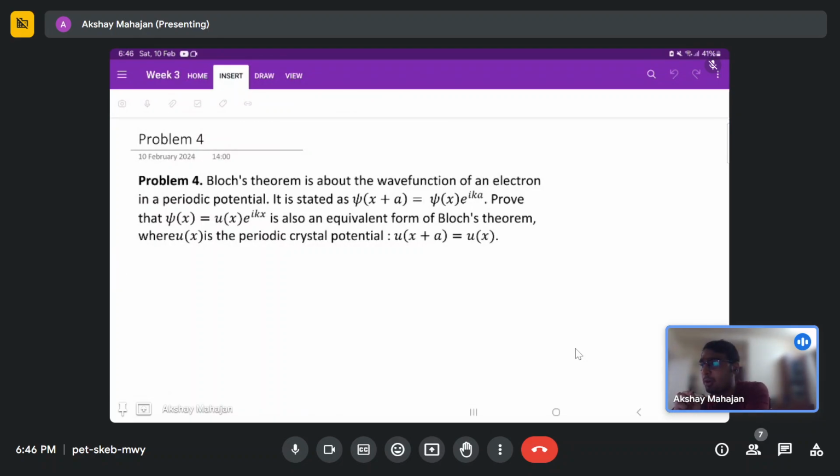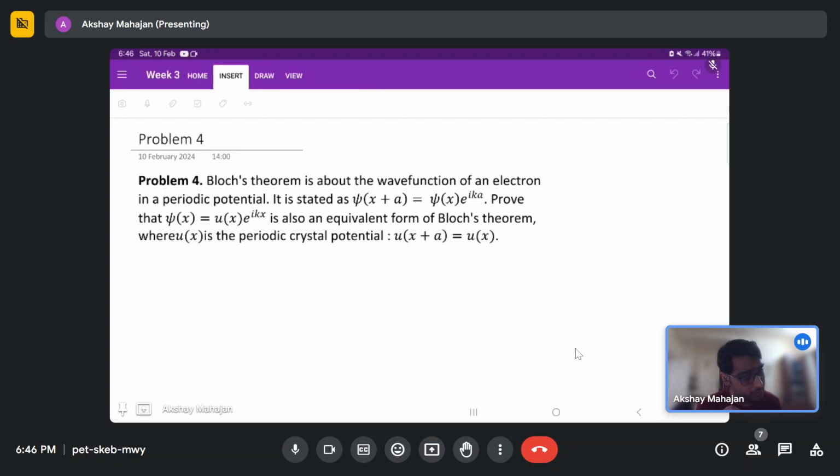So let's move to problem number 4. In problem number 4, it is given that Bloch's theorem is about the wave function of an electron in a periodic potential. It is stated as psi of x plus a equals psi of x times e to the power iota ka. So this is our Bloch theorem: if our wave function is moved by a unit lattice vector, let's say in 1D, psi of x plus a, then our wave function will be psi of x times a phase factor, which is given by e to the power iota ka.